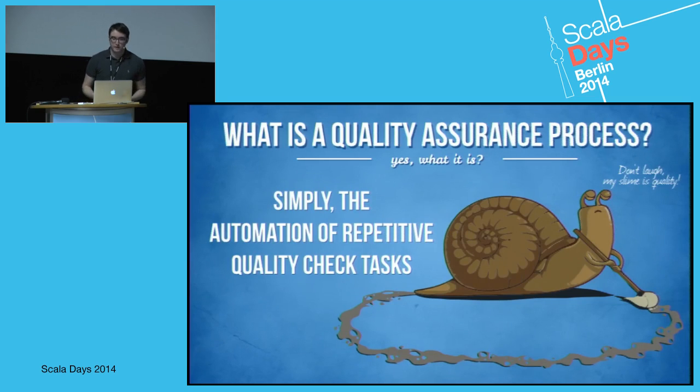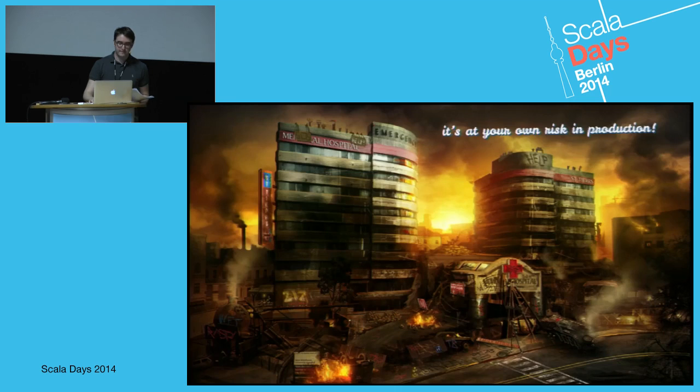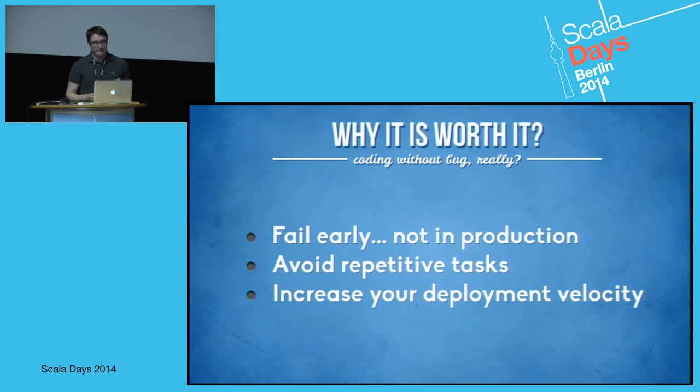Okay, let's start by defining what this is all about. A quality assurance process is here to help you with the automation of your quality check tasks. And this is why it's worth it, because if you don't test, your production is going to look bad. So why is it worth it?